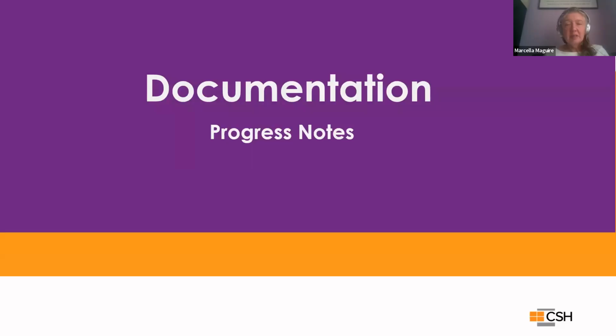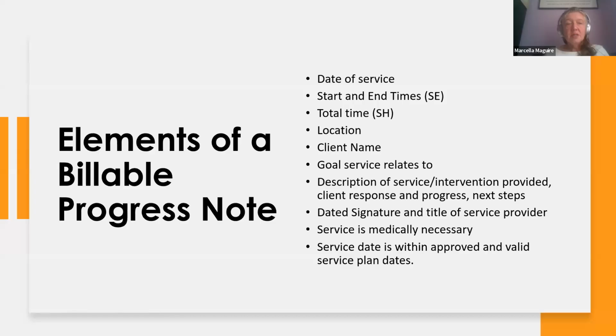So next slide, please. Documentation, let's talk about progress notes. Just a couple of slides. One, you want to make sure that this is a billable progress note. An auditor needs to be able to look at a claim and say, oh, this agency billed for November 1st, 10 to 10:45 services for Marcella. I need to go look at the progress note that says that and see that it matches. So here's everything that needs to be included in a billable progress note that supports your claim.